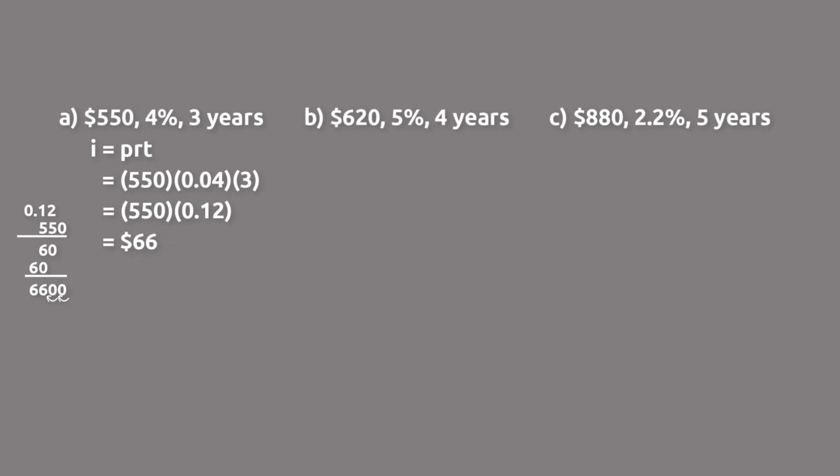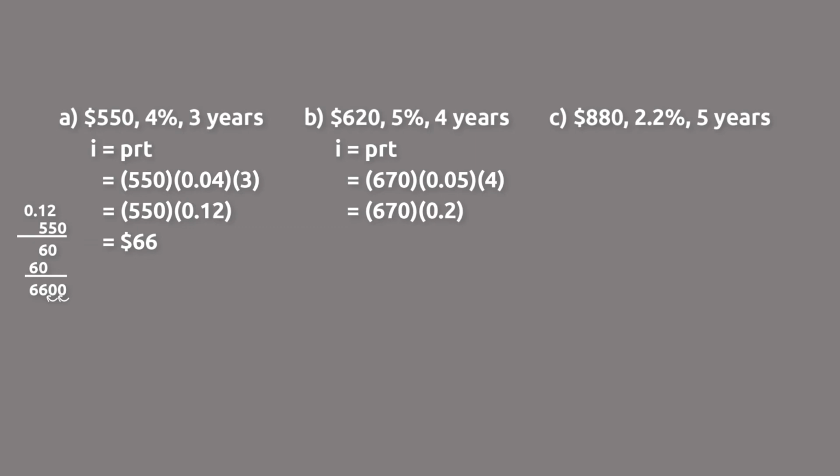Again, write down our formula. I equals PRT. Simple interest equals the principal, which is the original amount, times the interest rate, R, times time in years, T. If we put that in, we get 670 times 0.05 times 4. Do the same thing we did last time and multiply the second two first.